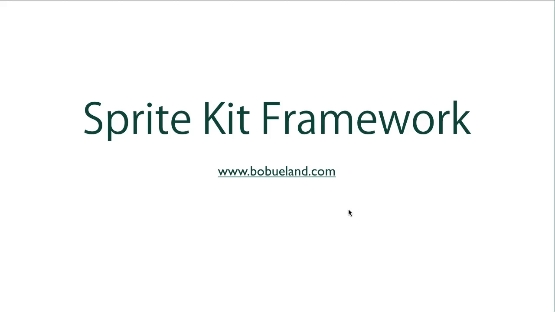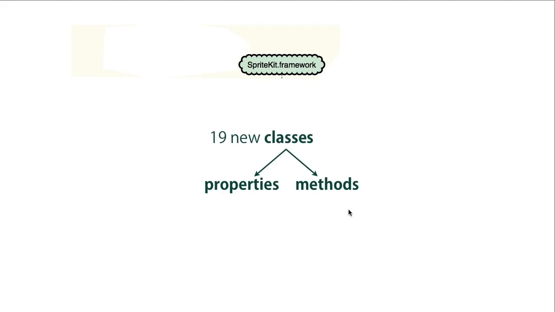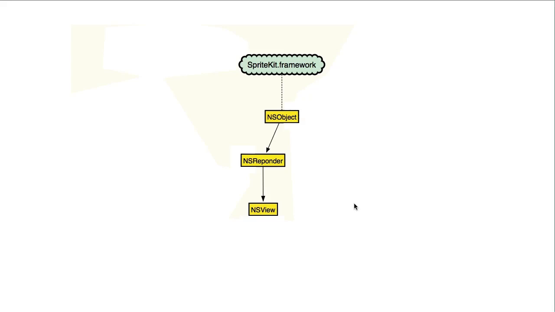In this lesson, we will talk about the SpriteKit framework. As you know, a framework is a library of classes. In the SpriteKit framework, we have 19 new classes, each having its own properties and methods. We have three important classes.